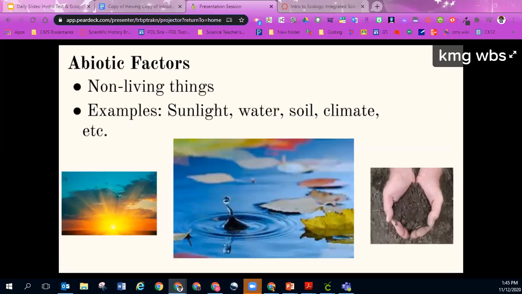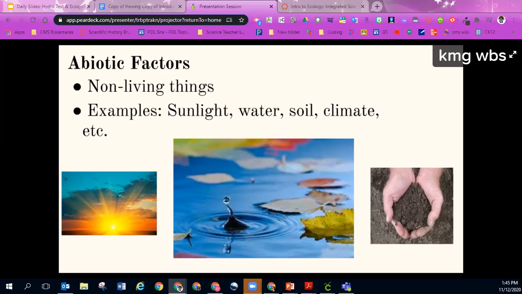The other one is abiotic. Anytime you see the prefix a, it means not. So if you break that word down, a means not, and bio means living. So we're looking at things that are non-living or non-living factors. These are sunlight. This can be water, soil, climate, weather, any of those sorts of things.